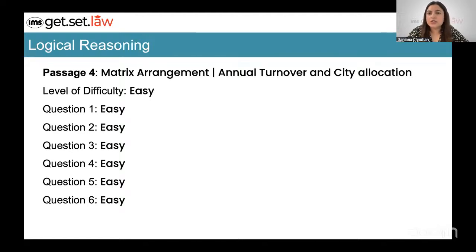So, on the whole, logical reasoning also, I would say, was quite moderate as far as the level of difficulty is concerned. And a good score would be close to 18, 19, if more, it's better, right? And a good attempt rate would be 20 to 21 only, right?